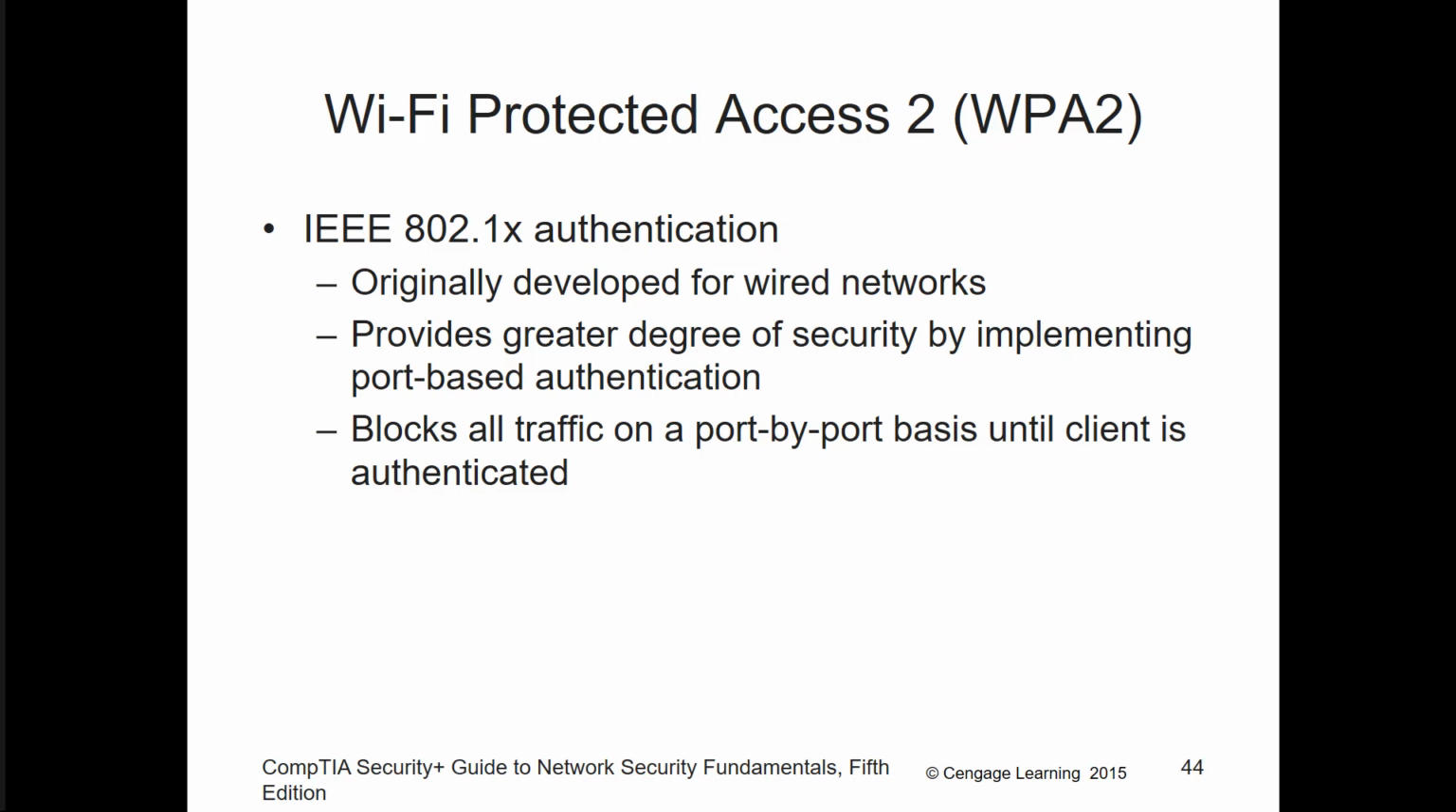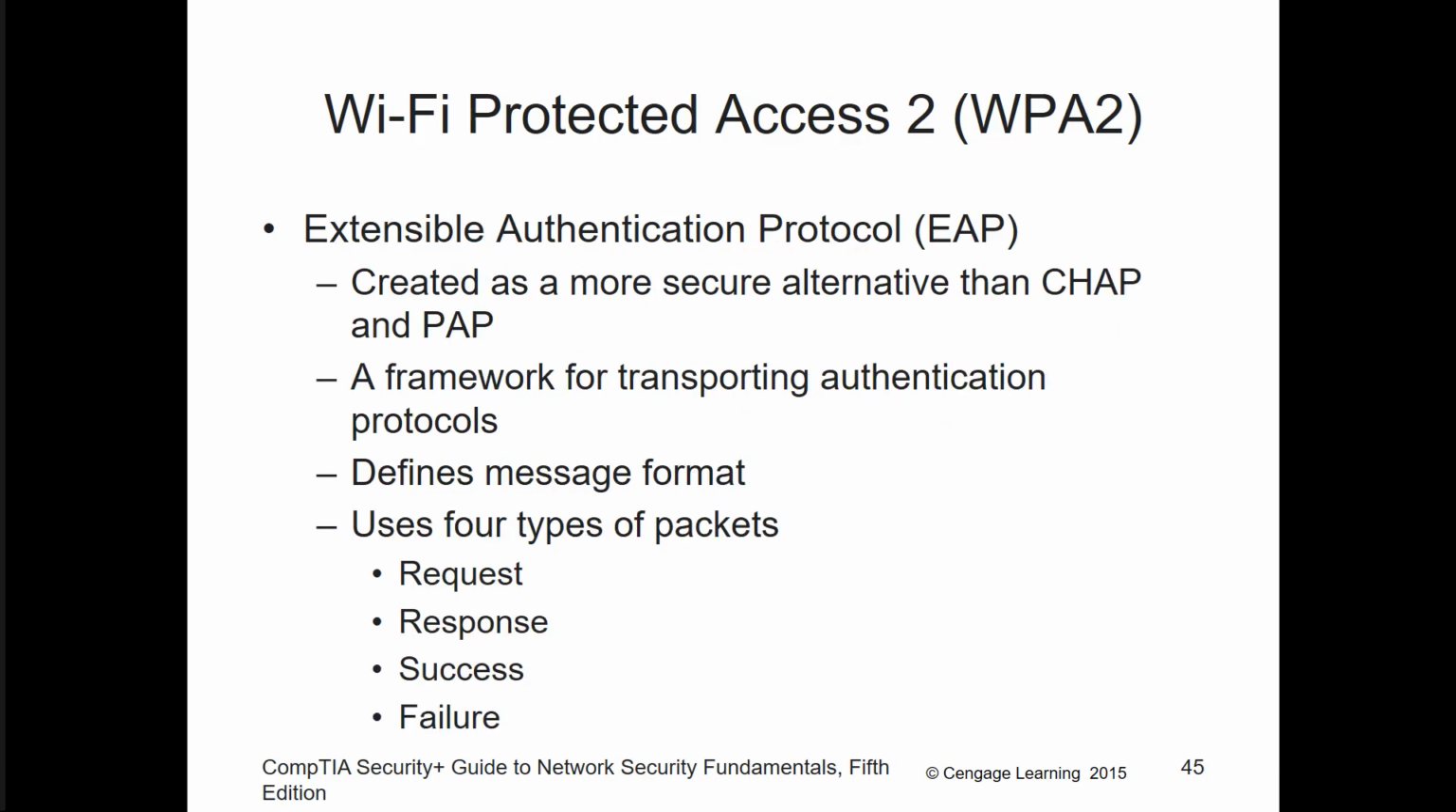802.1x. The nice thing is 802.1x authentication, which was developed for a wired network, can also be used with WPA2. WPA2 also uses the Extensible Authentication Protocol, or EAP, created as a more secure alternative to CHAP and PAP. Basically, this is the framework for authentication protocols. It will define the message format, and it uses 4 types of packets: a request, response, success, and failure.